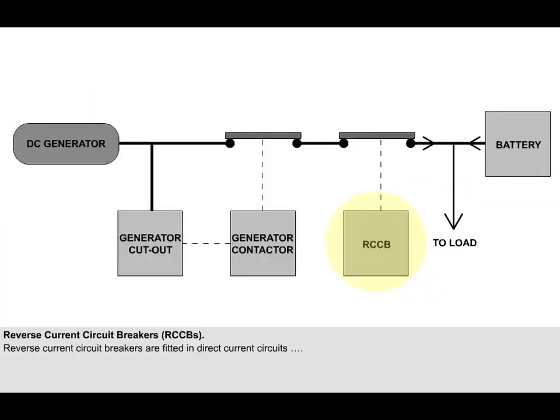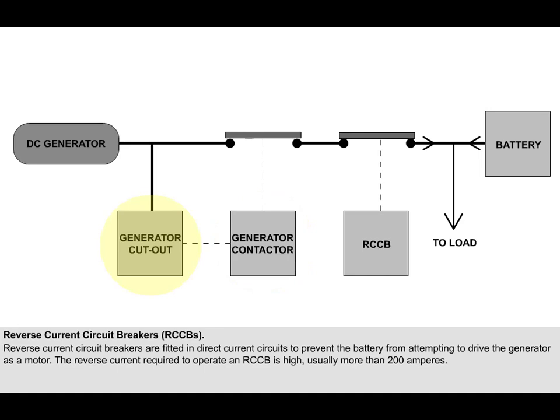Reverse current circuit breakers, or RCCBs, are fitted in direct current circuits to prevent the battery from attempting to drive the generator as a motor, if the generator contactor should fail closed, when the generator is not producing a power supply. The generator contactor is usually opened by the generator cutout when it senses a reverse current flow. This is fully explained in the lesson on DC generators.